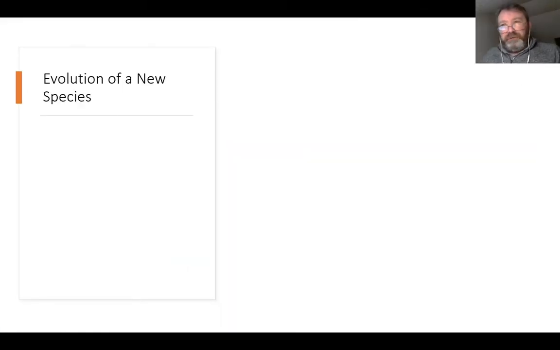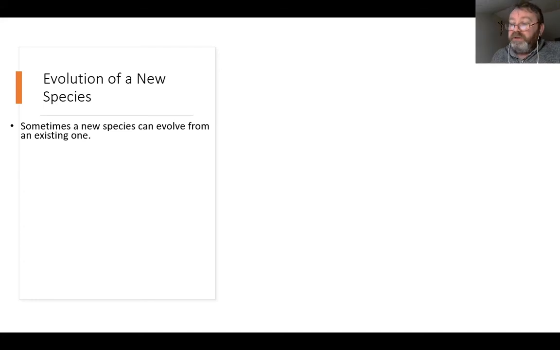So can we get a situation where evolution, the process of change, of refinement, can lead to a completely new species? And the answer is yes. And we have an example of that. The penguin is a typical example of where we got a new species of bird. And I'll explain a bit about the penguin in a few moments. Sometimes a new species can evolve from an existing one. And you might say to yourself, well, how can that happen? And the answer is simple.